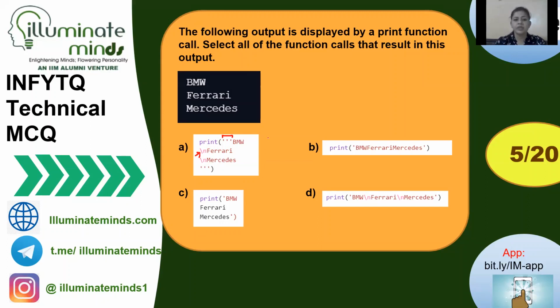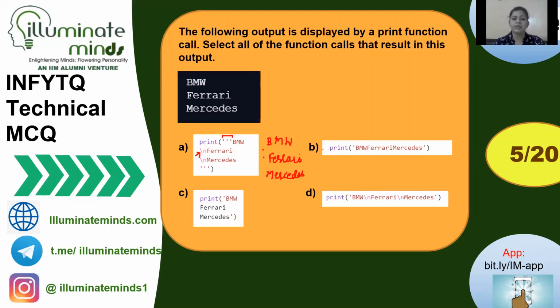So what will it do? BMW. Then since it is triple quotes, it will take you to the next line. When it comes to the next line, it again saw that there is a \n. Then it will skip this line and here it will print Ferrari. Again, one line is missed because of triple quotes. Another line is missed because of \n. So now it will print Mercedes. So this is not what we want. We just want them one after another, continuous in different lines. So this is not the right option.